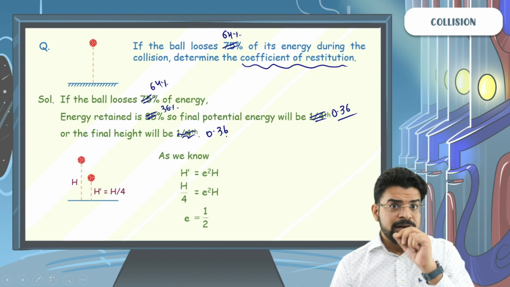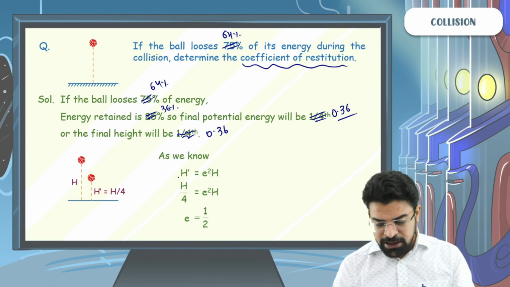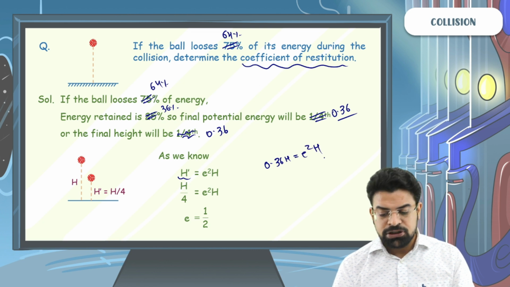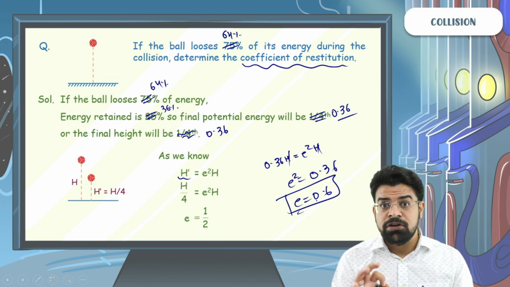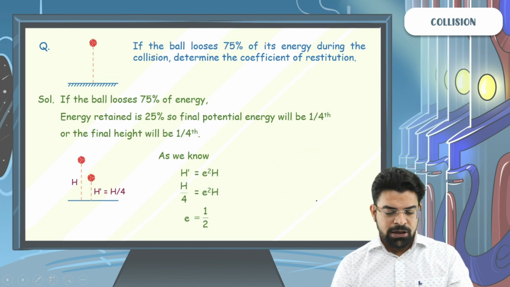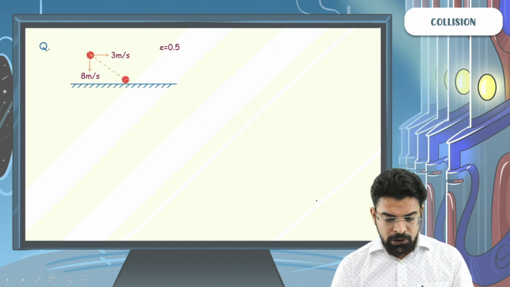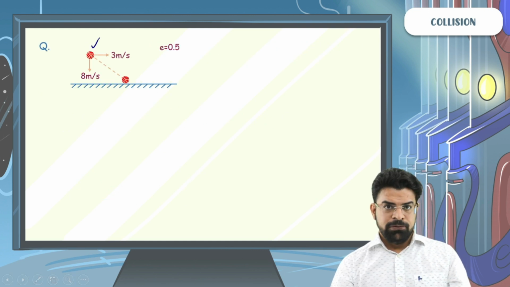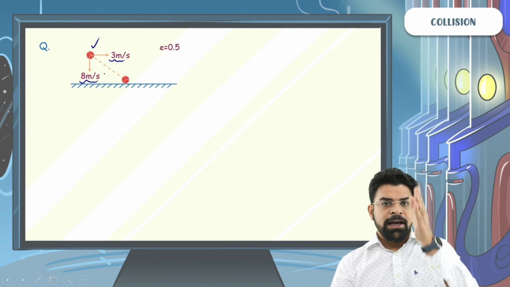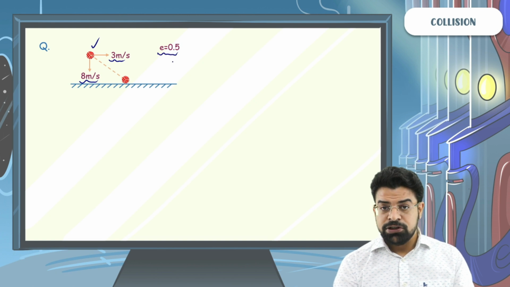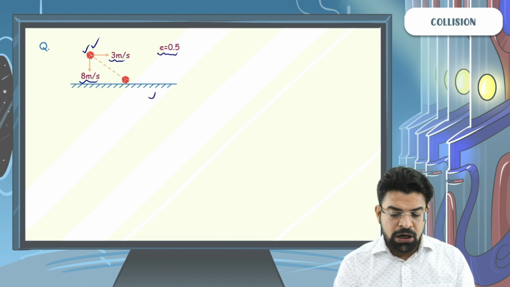If the final height attained is 0.36 times original, I can write h dash, 0.36 h, equals e square into h. Cancel out h, so you get e square equals 0.36, or beta, e equals 0.6. So the coefficient of restitution for this particular collision will be 0.6. Okay, let's move on. The question is, there is a ball. The ball has got horizontal velocity of 3 meter per second and vertically downward velocity of 8 meter per second. The coefficient of restitution for the collision of ball with the ground is 0.5.